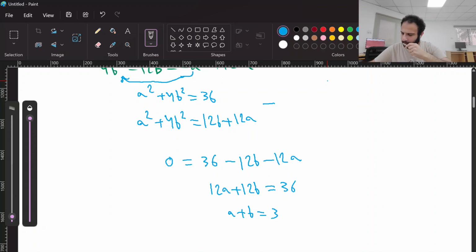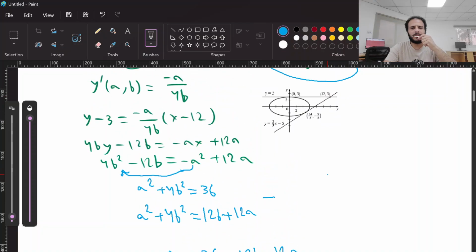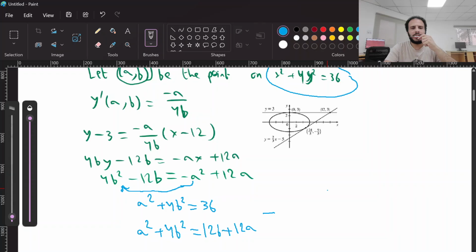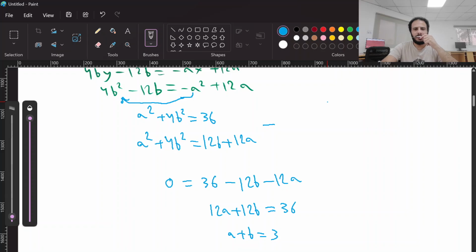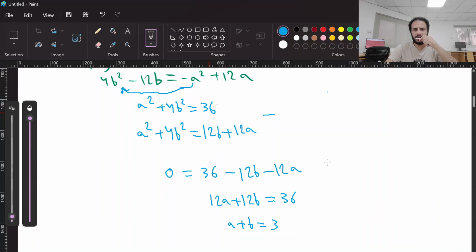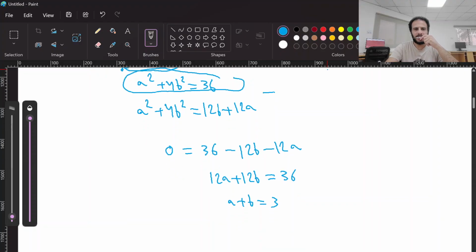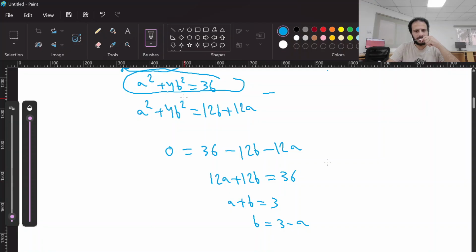Now, what's the next step? Next step, we need to use the equation of... yes, it's here. See this equation, a squared plus 4b squared equals 36, right? I want to substitute b in this equation. But let's solve for b. So b equals 3 minus a. Now substitute b equals 3 minus a in this equation.